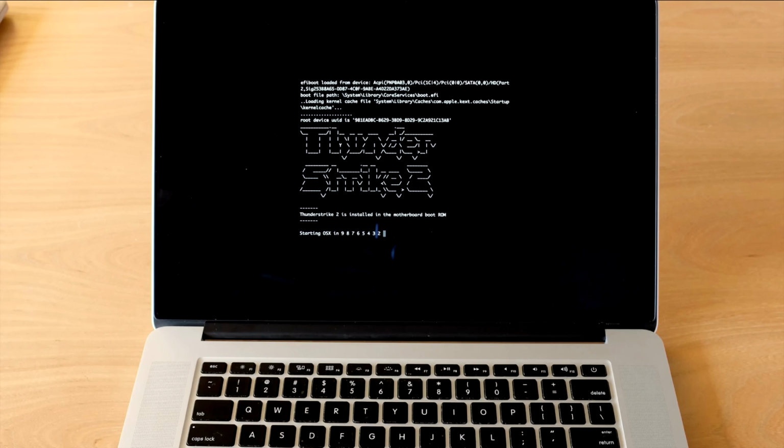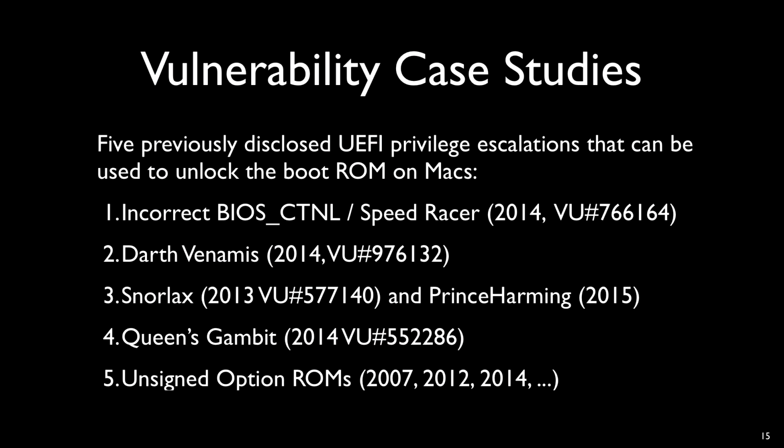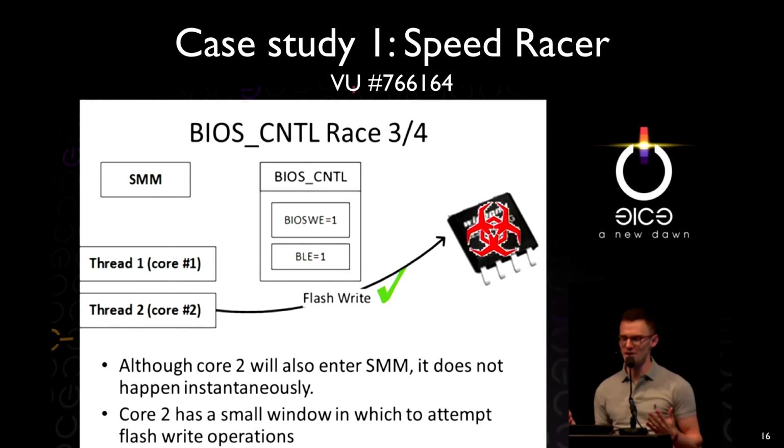As I mentioned, it's built on 5 previously disclosed multi-year-old firmware vulnerabilities. All the details have been published, going back to 2014, 2013, some of them as early as 2007. This first one, the Speed Racer, was presented last year here at 31C3 by Corey Kallenberg. It is a hardware race condition that allows, in a multi-core CPU, a second core to get write access to the BIOS.